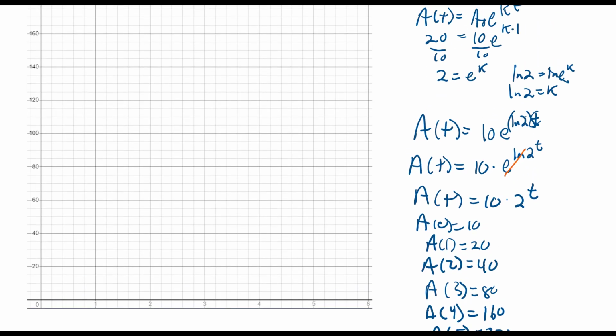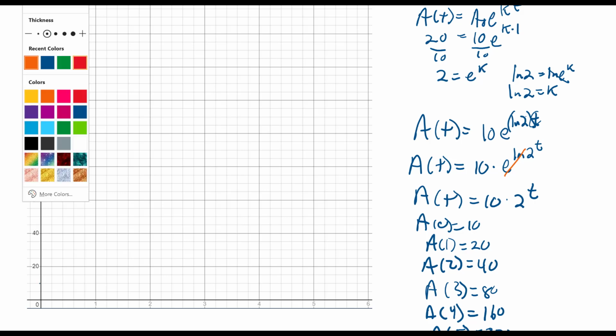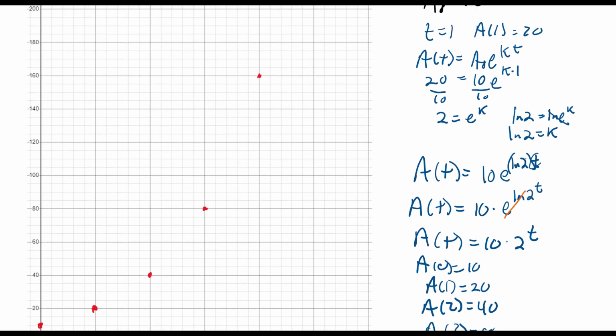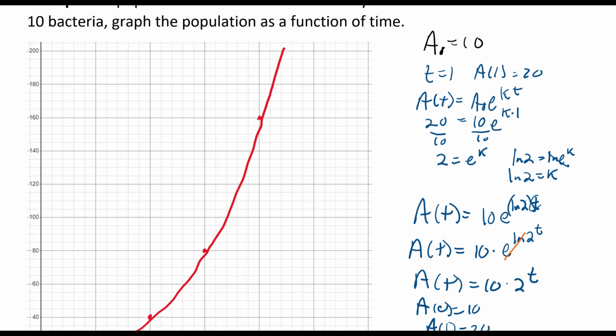So we start off at 10. Let's go to red for that. Change colors here. Start off at 10. After the first hour, we're at 20. After the second hour, we're at 40. After the third hour, we are at 80. In the fourth hour, we are at 160. And then the fifth hour, we are going to be beyond this graph. So growth looks something like that. Yeah, it's kind of fun.